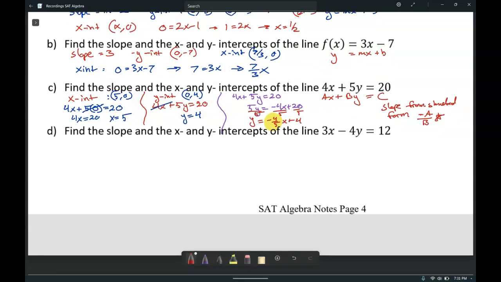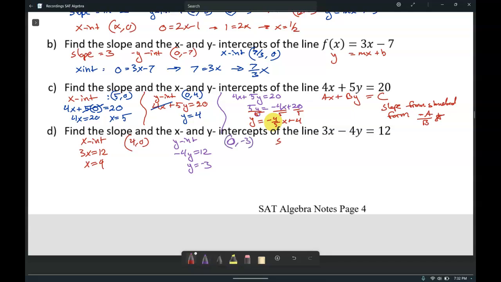Lastly, we have another one in standard form. We can find the slope and the x and y intercepts. So again, for the x-intercept, we cancel out the y term. So we're left with 3x equals 12, x equals 4. So we have the ordered pair 4, 0. To find the y-intercept, cancel out the x term. Negative 4y equals 12, y equals negative 3, so 0, negative 3 for the y-intercept.